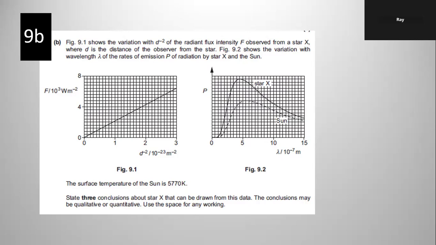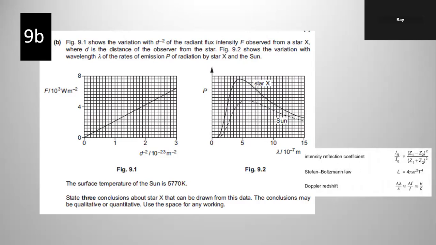The surface temperature of the Sun is 5770 Kelvin. State three conclusions about the star that can be drawn from this data. Conclusions can be qualitative or quantitative. Use the space for any working. Usually they leave you some space for working, but it's better to choose the one with less calculation.